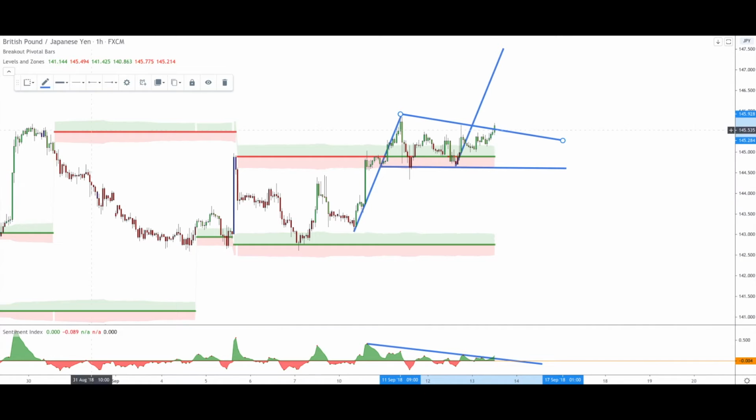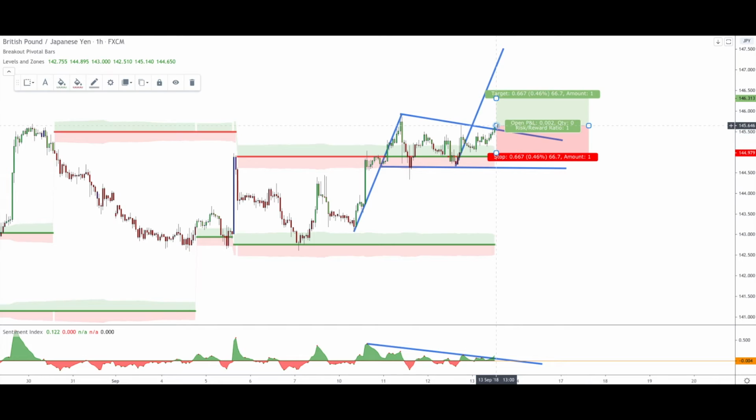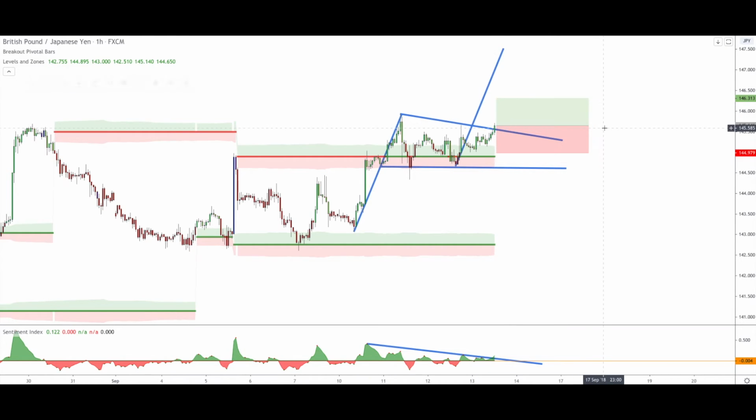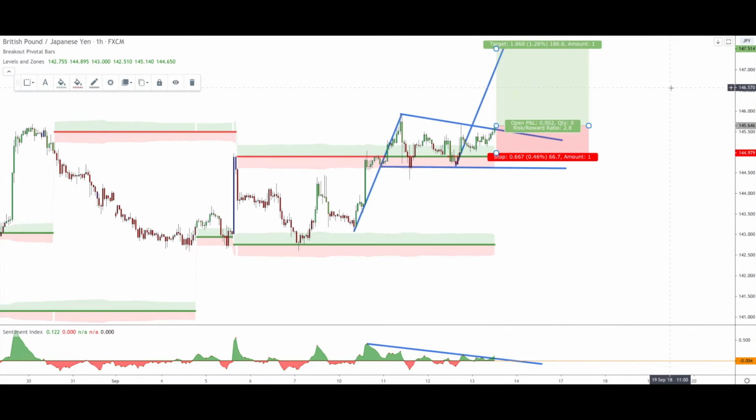So we have a setup, and we can build our order, which is going to look like this. The entry price is around this level here. The target would be this one, as I explained before. And regarding the stop loss, I already see that we have a very interesting risk-reward ratio of 2.8, which is pretty good for this setup.